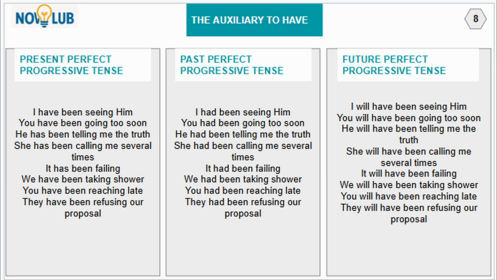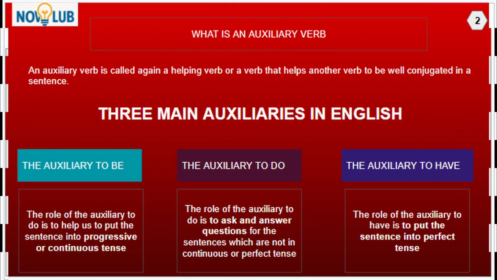My dears, these are our three main auxiliaries that we have in English, and I've tried to explain all of them. The auxiliary to be, the role is to put the sentence into progressive or continuous tense. For example, I cook. To put it in present progressive tense, I will say, I am cooking. If it is in past, I cooked. Past progressive tense, I will say, I was cooking. Future, I will cook. Future progressive tense, I will say, I will be cooking.